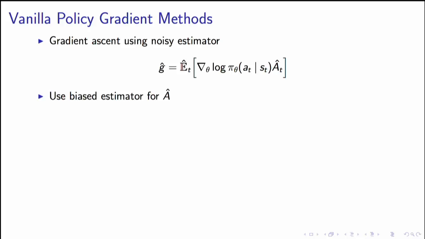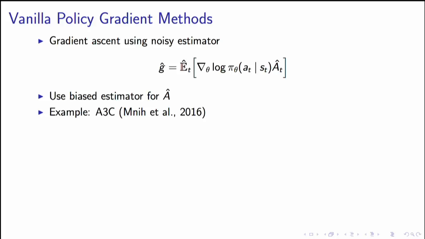The key problem here in getting a good estimator is to estimate the advantage function, which tells you whether this action was better or worse than average. So there are a lot of different methods for getting better estimators of the advantage function. Typically, we use biased estimators. We get lower variance estimators at the cost of introducing bias.